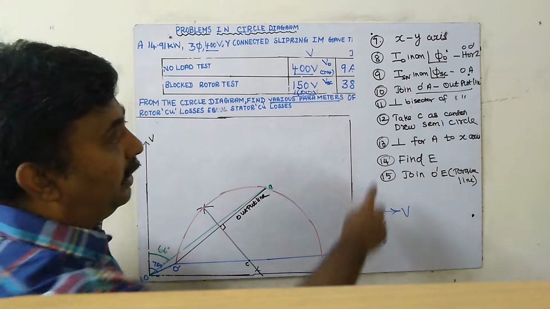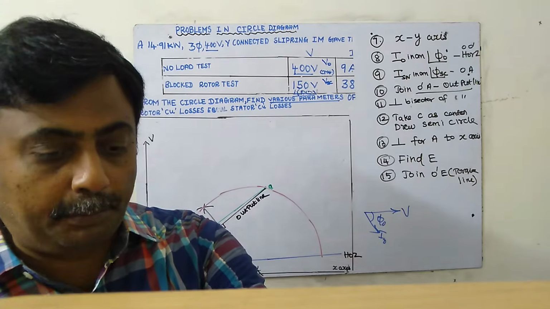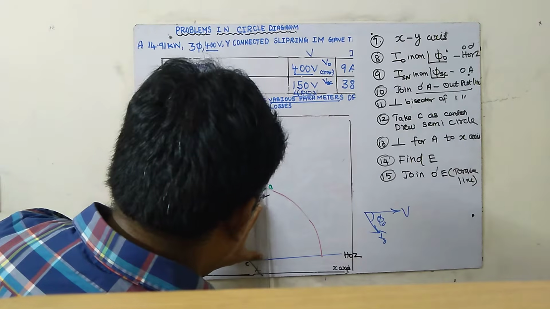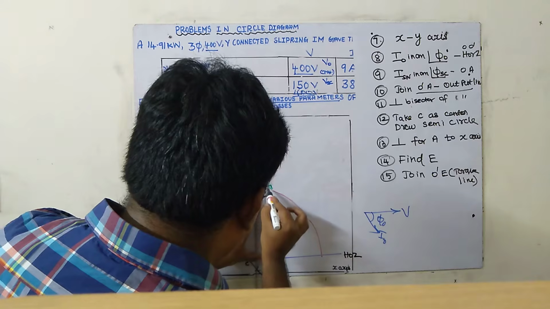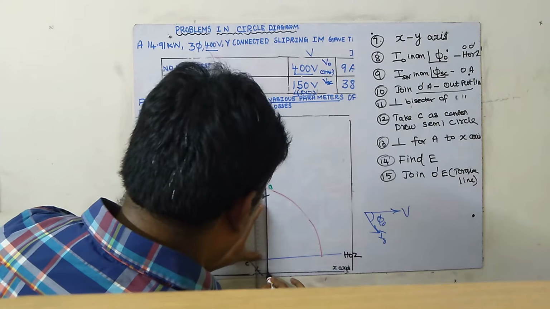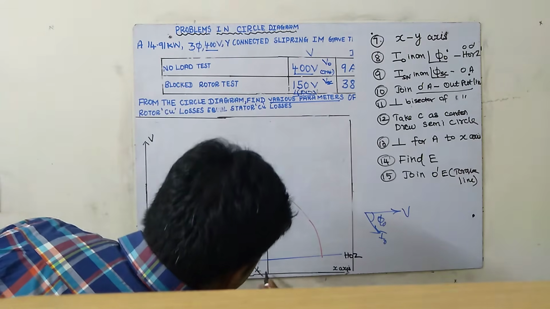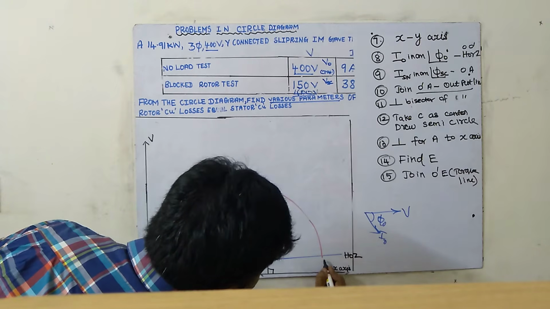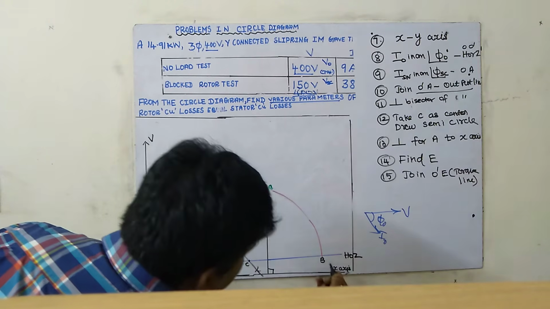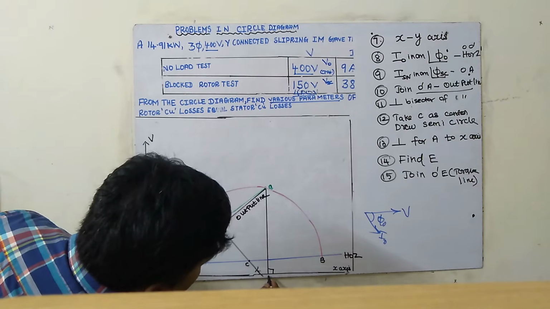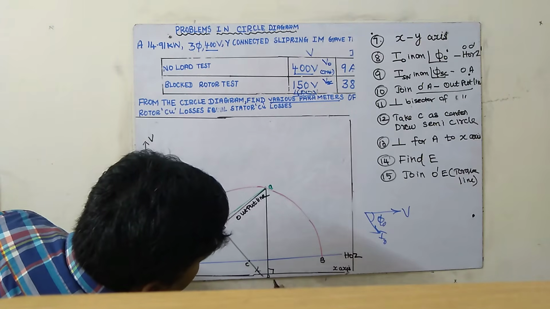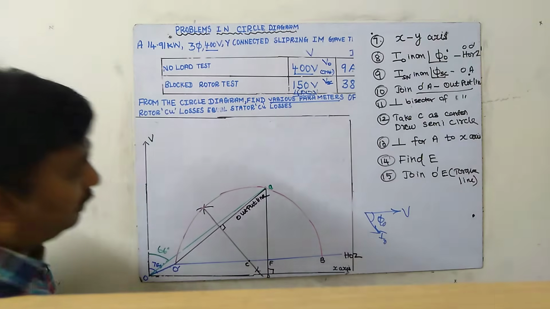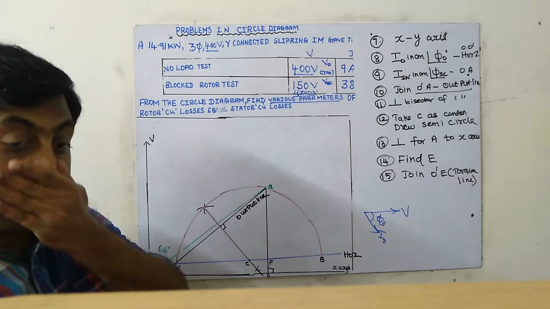Then draw a perpendicular line. This line is a perpendicular line to the x-axis. I am drawing a perpendicular line from here. This point is called B. This is not necessary for us. This point is called D, and this is called F point.